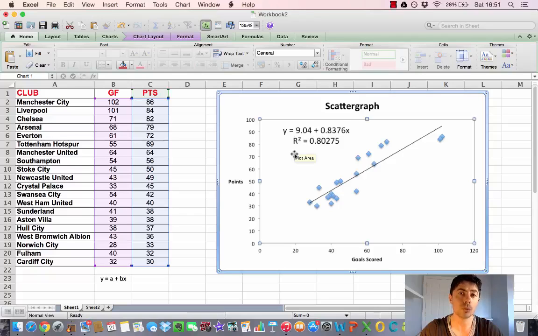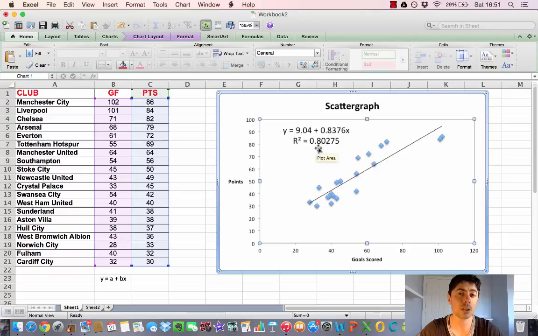Now the R squared here, this is known as the coefficient of determination, and this determines how much of an influence goals scored does have on points. In this example, this can be expressed as a percentage, so 80.275% of any changes to points is due to the goals being scored. The R squared is also useful in identifying how strong the relationship is between the two. The maximum value this can have is 100%.